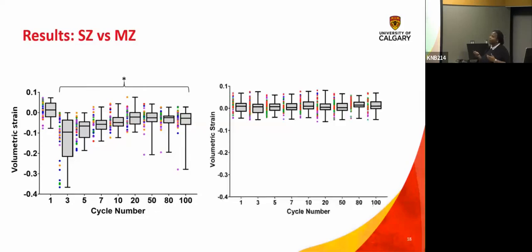And then with the middle zone, pretty much not much happened. The volume of the cells pretty much remained constant all throughout the 100 cycles. Again, remember, when we talk of cartilage, each zone is unique. The cells are shaped differently. The collagen fiber orientation is different in each zone, so they all behave quite differently. So this was what we observed comparing the superficial and the middle zone.